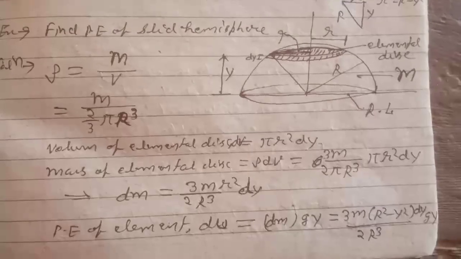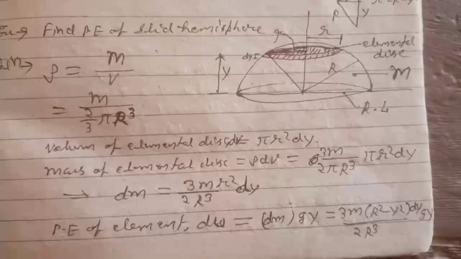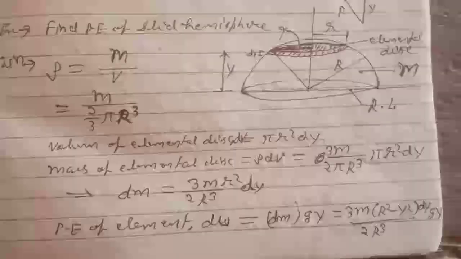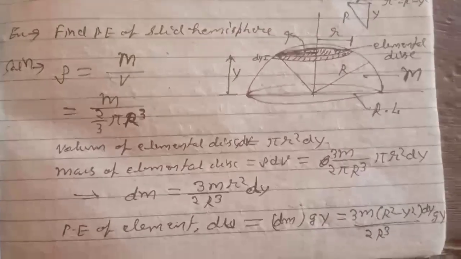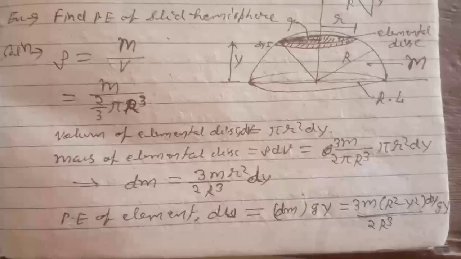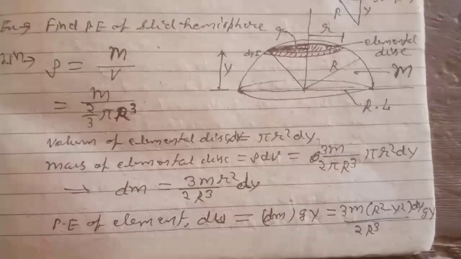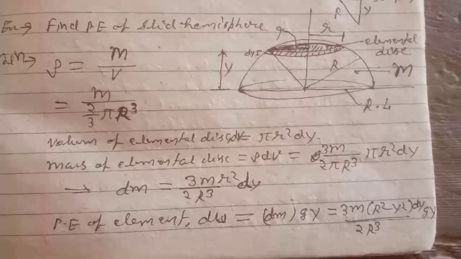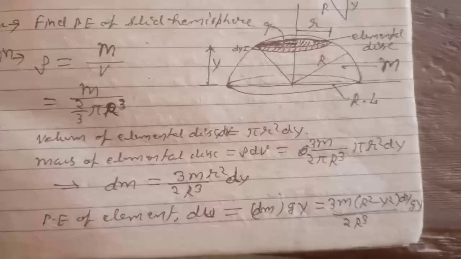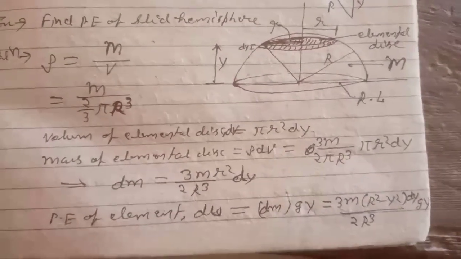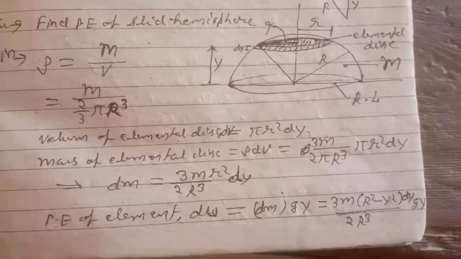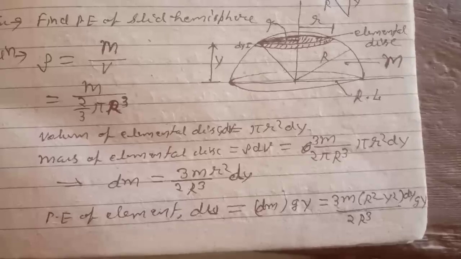Volume of elementary disk dv equals pi r square into dy. Mass of elementary disk is equal to rho dv, which is 3m by 2 pi r cube into pi r square dy. This implies dm equals 3m by 2 r cube into r square dy.